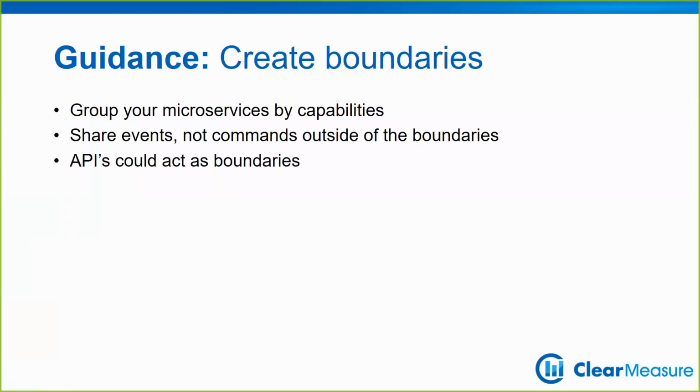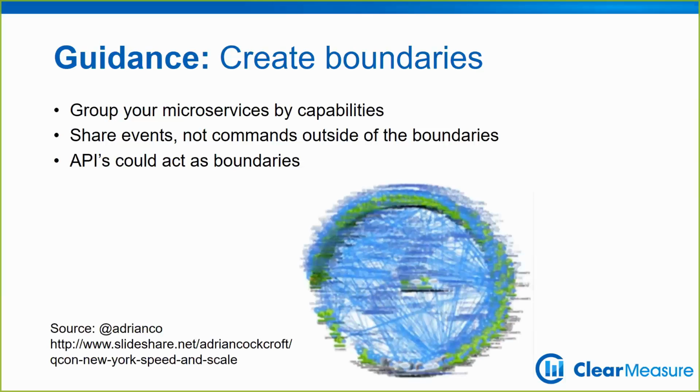So our guidance here, we want to look at creating boundaries around your services. So we typically look at grouping some microservices together by capabilities, and we can add a logical boundary around that. And so within that boundary, we can share commands and we can share private implementations. But outside of it, we want to mainly either communicate by events or very, very specific commands where it makes sense. And if we don't do that, you end up with something like this.